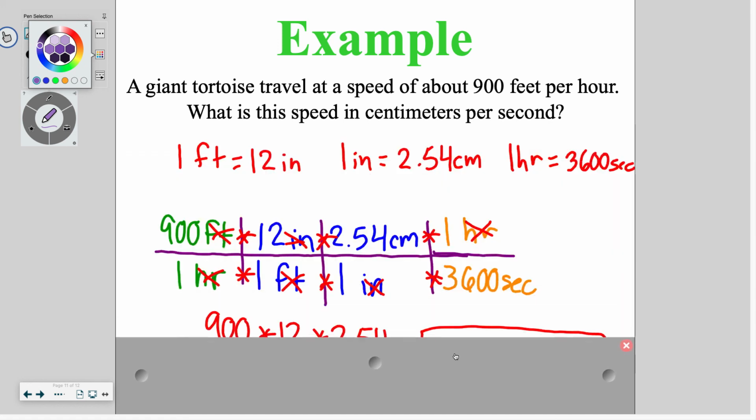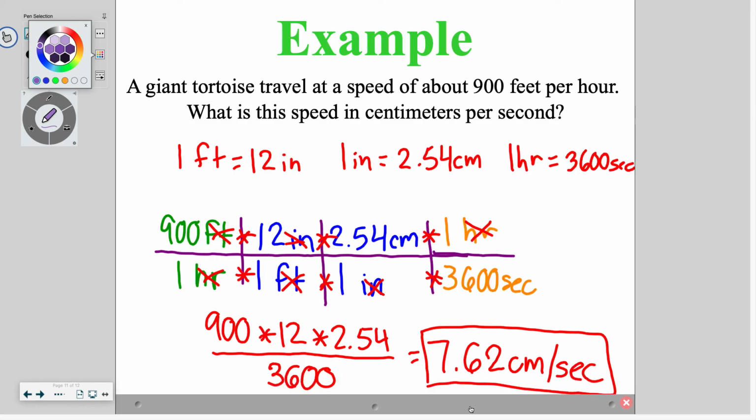In this case, we had to do a little extra conversion. You had to go from feet to inches, from inches to centimeters, and then our hours we converted into seconds, giving us a speed of 7.62 centimeters per second.